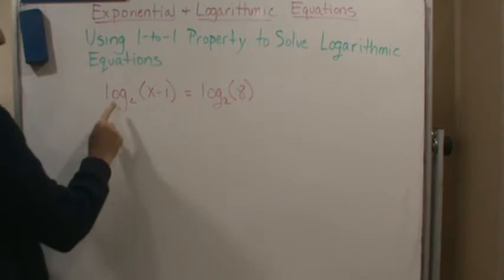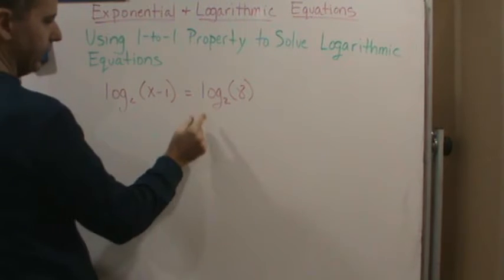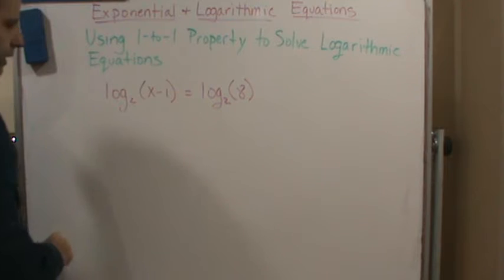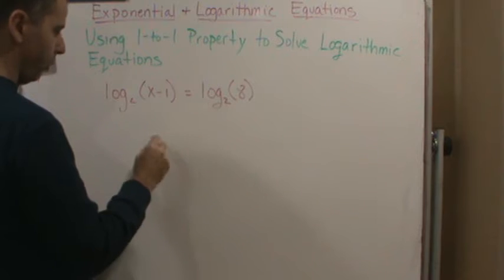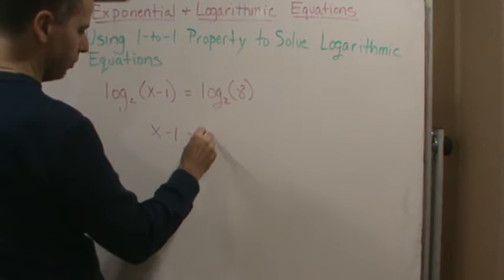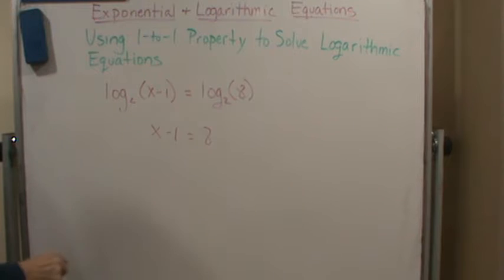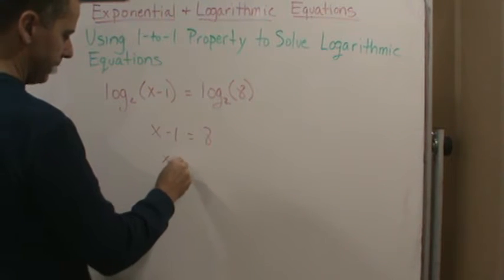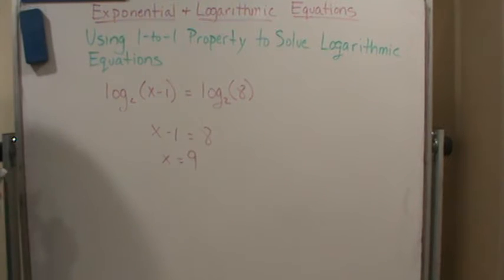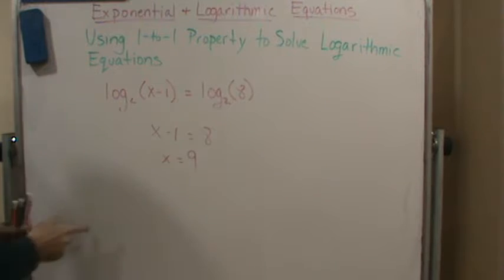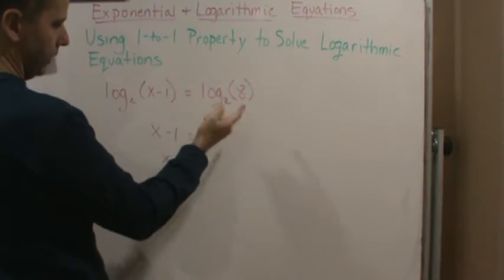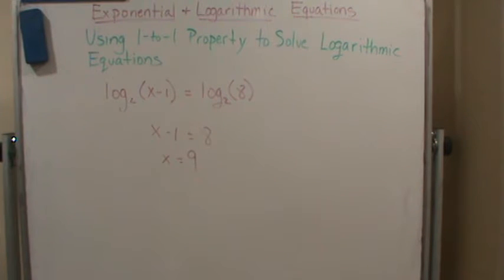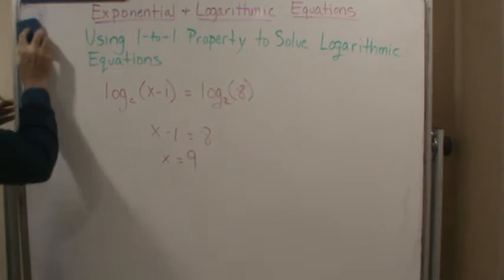So for example, if we have log base 2 of x minus 1 is equal to log base 2 of 8, then we know the arguments must be equal, so x minus 1 is equal to 8. Now we've got an equation that we can solve. We add 1 to both sides, and we find that x is equal to 9. That makes sense, because if x is 9, then we get 8 in here, and log base 2 of 8 is equal to log base 2 of 8. So let's do an example.